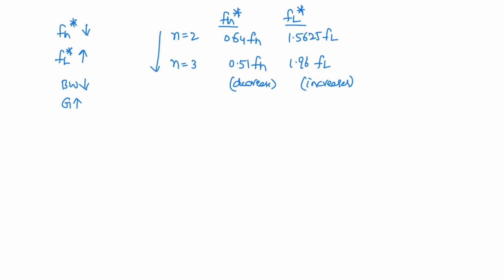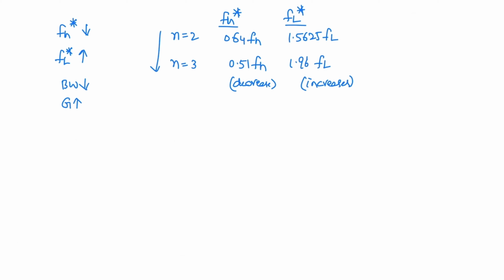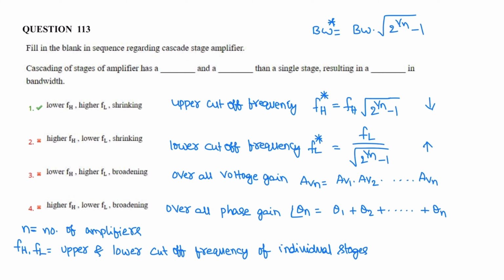Bandwidth is the difference between the upper and lower cutoff frequencies. Substitute n is equal to 2 here and n is equal to 3 here, and we will get these values. Therefore, option 1 is the correct one. If there are n stages, the higher cutoff frequency decreases, the lower cutoff frequency increases, and the bandwidth gets decreased or shrinks.